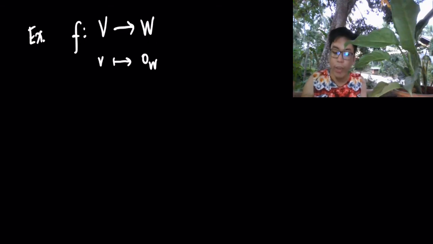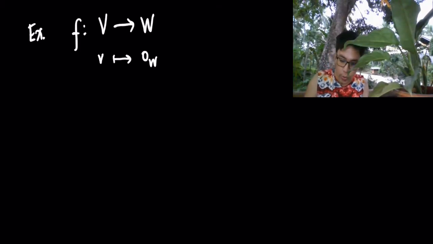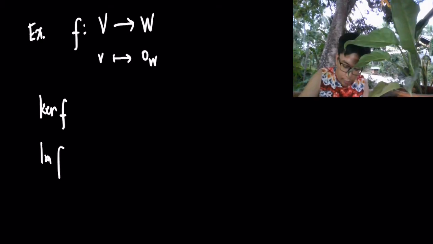Let's have a function f from V to W defined by sending the vector v to an identity element of the vector space W. This is actually the previous example we've taken in the previous video, but we will continue it by identifying the kernel and the image. In that way, we can identify the rank and the nullity of this given linear transformation.